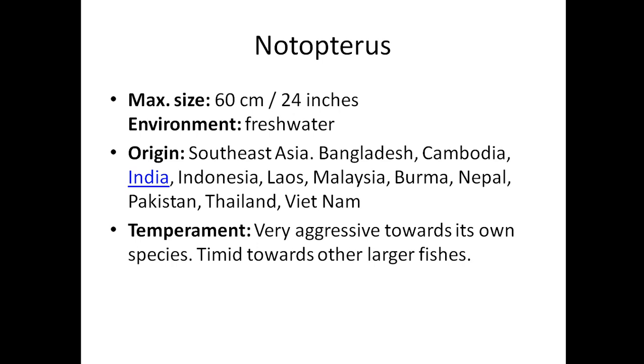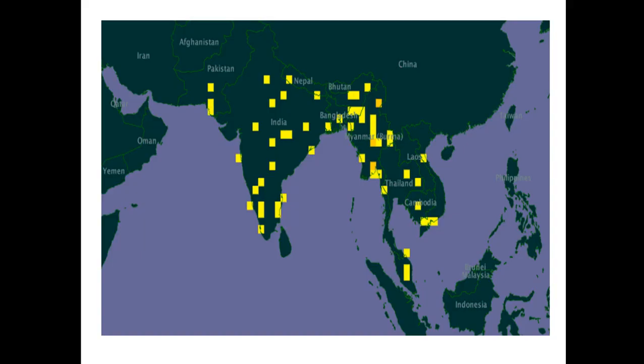It is a very aggressive fish, even towards the members of its own species. Frequent quarreling among the members of Notopterus is very common. But if there are other larger fishes, it is very timid. They fight among themselves, but they become timid when they encounter larger fishes. So these are the reasons which are marked with these yellow blocks.